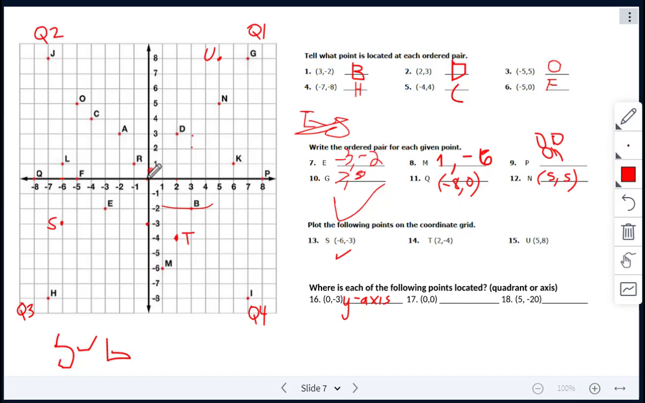The next point is (0, 0), which is right here. We would call that the origin. So (0, 0) is the origin. That's where the two axes intersect, right here. Last one is at (5, -20). So going over 5, and then -20 would be down here. So we would say it's in quadrant 4.